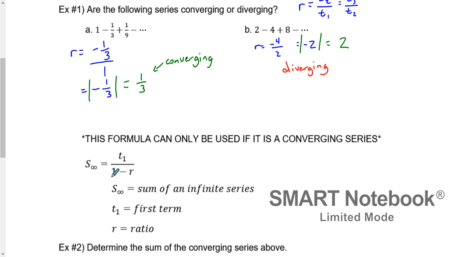So the formula we have can only be used for a converging series. So you'll see S infinity, the sum of an infinite series, and I'll come back to explain that in just a second. Our T1 is still our first term and our r is the ratio.